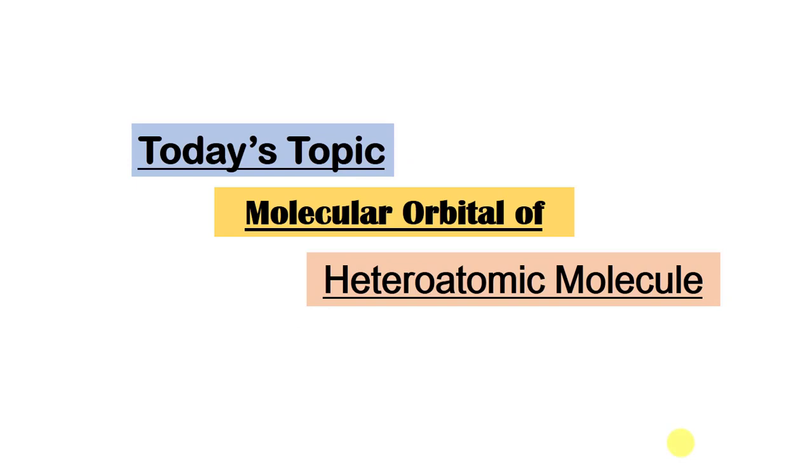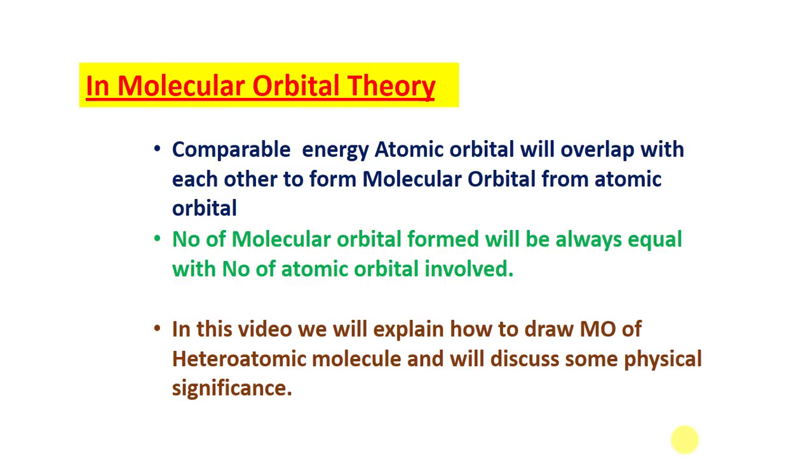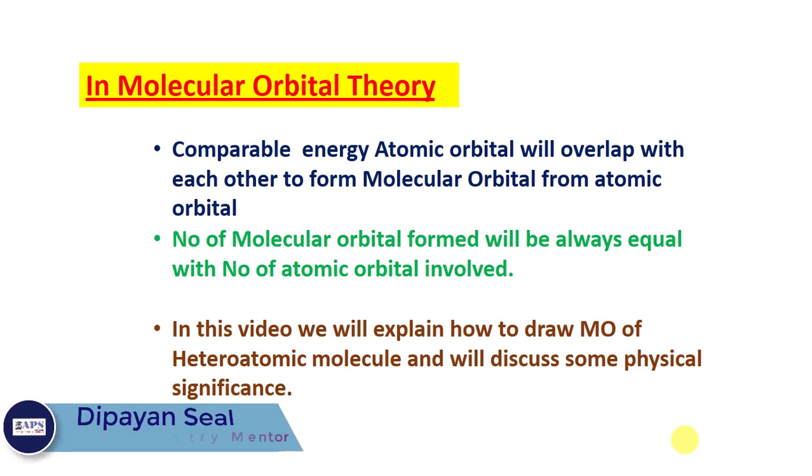Hello friends, today we are going to discuss molecular orbital theory of heteroatomic molecules like CO, NO+, CN-, and many more. Molecular orbital theory is a method for describing the electronic structure of a molecule. It is a modern approach where structure, bonding, and other physical properties can be explained properly.